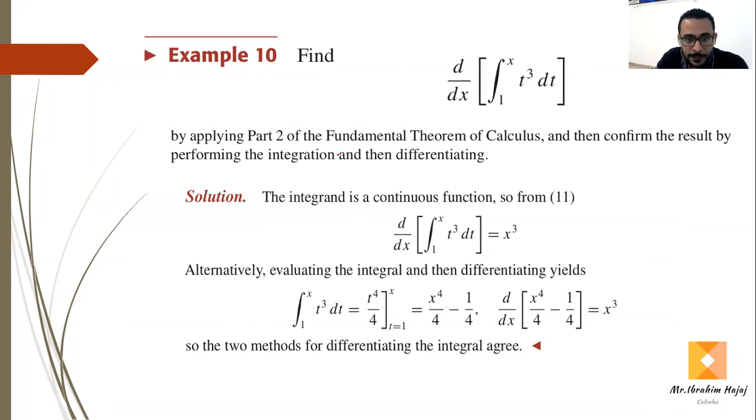Instead of t, x. For example, what's the derivative of the integral from 1 to x of t cubed dt? The answer will be x cubed. The answer is just x cubed because the upper limit is x, so you do the substitution directly here. So your answer is x cubed according to part 2 of the fundamental theorem of calculus. The integrand is continuous. Is t cubed a continuous function? Yes. So directly substitute here.